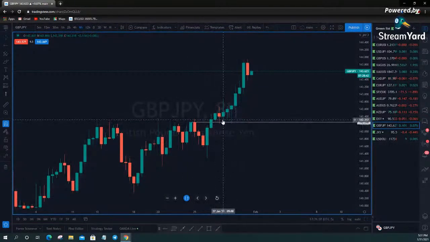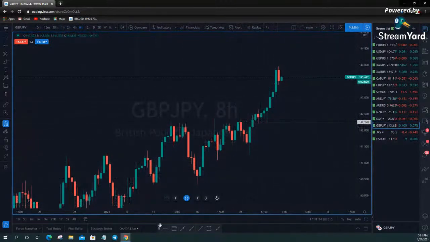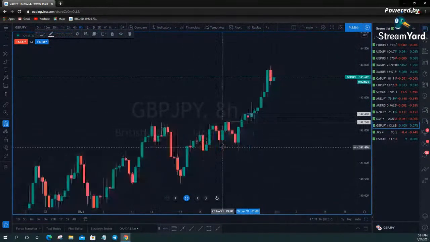However, it already showed you multiple times that this area was support. Even though it wicked down below it, it means nothing. The closures matter. And you came down into this area and you closed bullish, and then you took off ever since. So this is going to be my first area to look for a resistance or support hold.